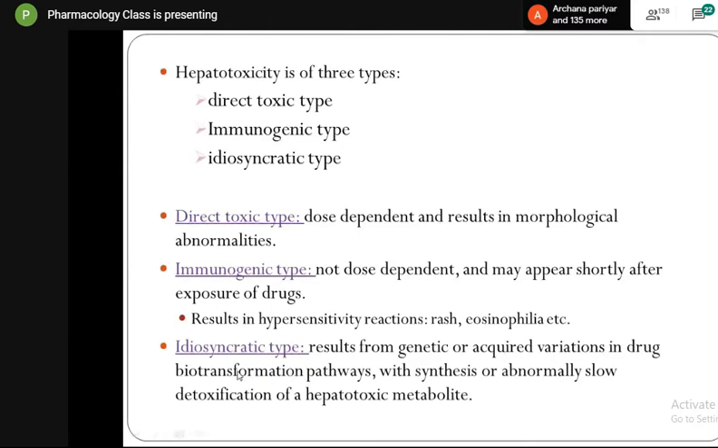Next is the idiosyncratic type. This is a genetically oriented reaction shown mainly in the liver. It results from genetic or acquired variations in drug biotransformation. Biotransformation is again the metabolism of the drugs, with abnormal synthesis or abnormal detoxification of the hepatotoxic metabolites.